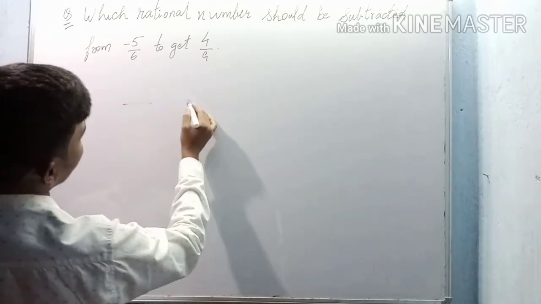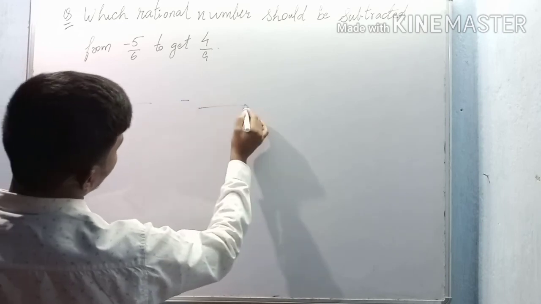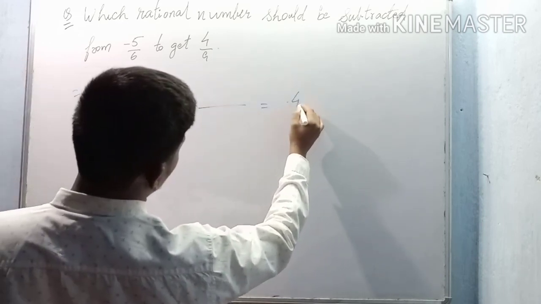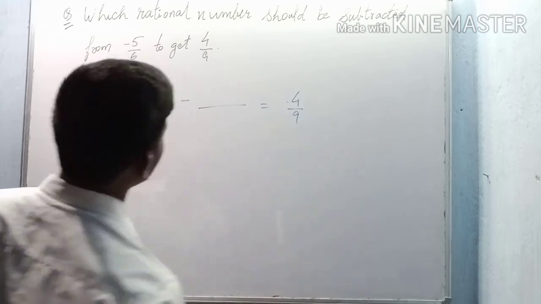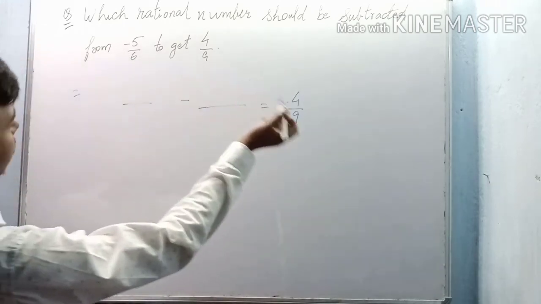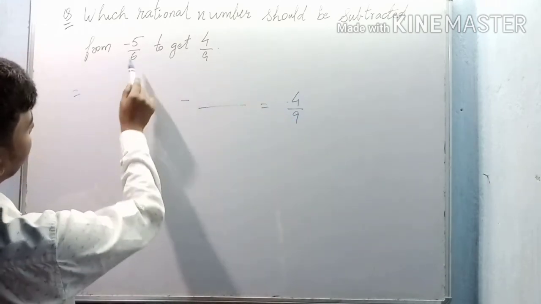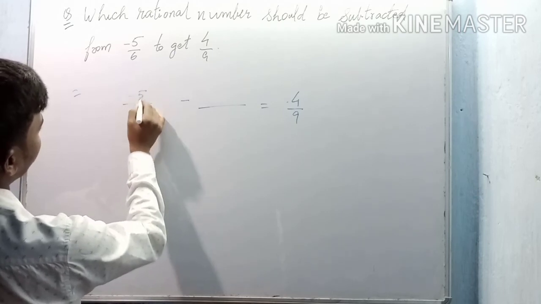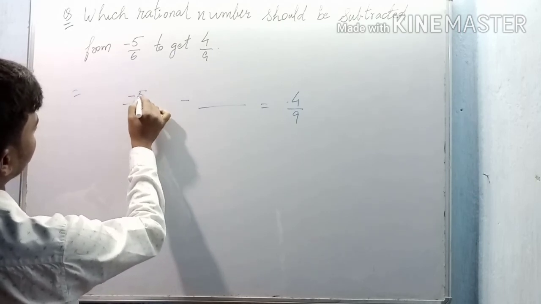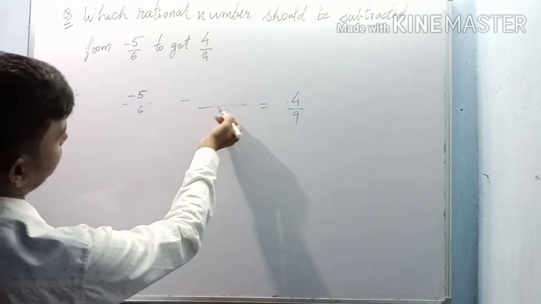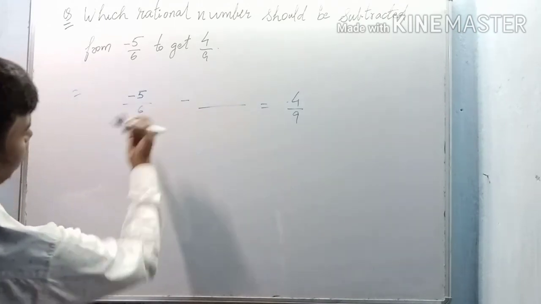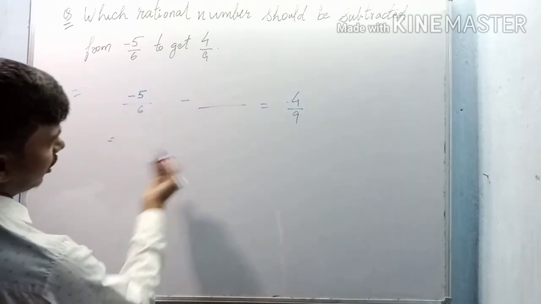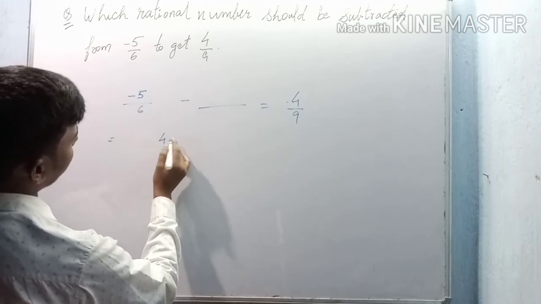So there are two rational numbers, subtraction is being done, and the answer is 4 by 9. The question is which rational number should be subtracted from minus 5 by 6. This number is not given, that is, which number should be subtracted from this. So this is also very simple.